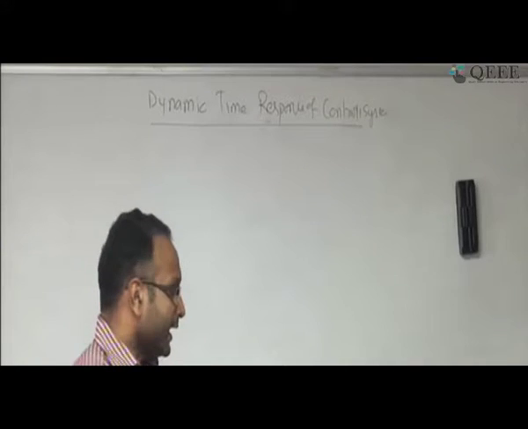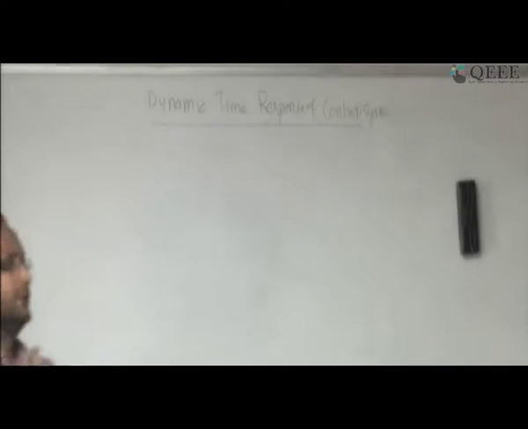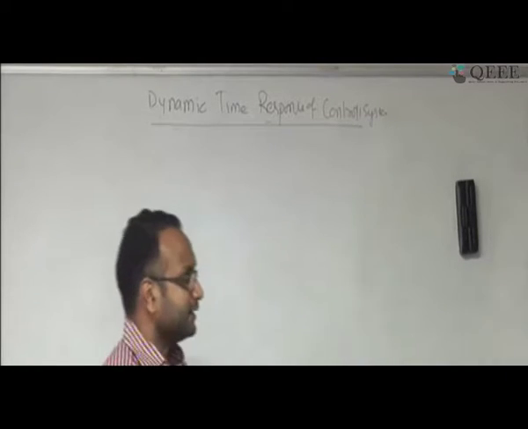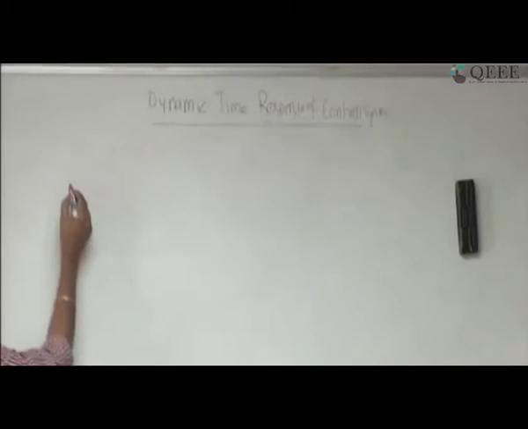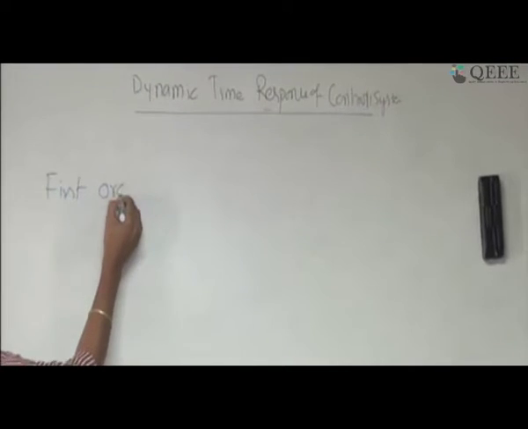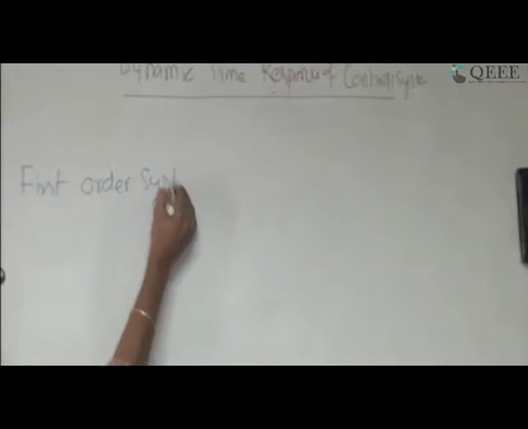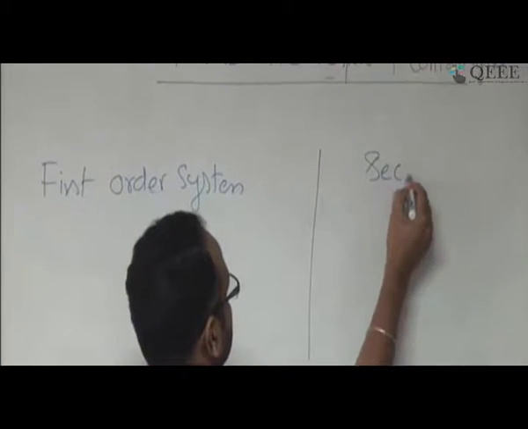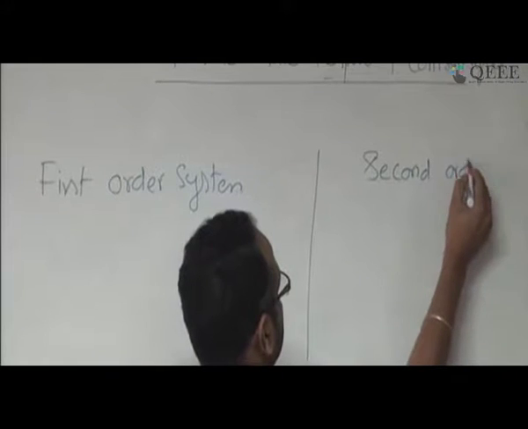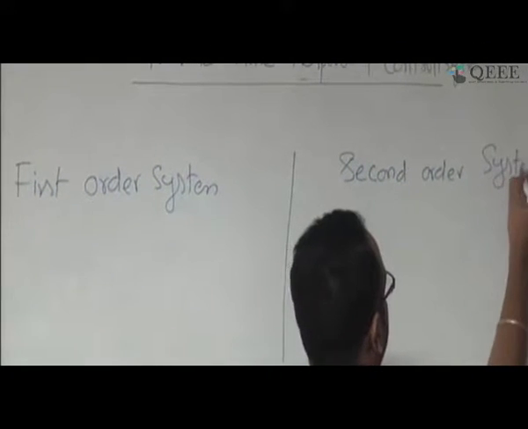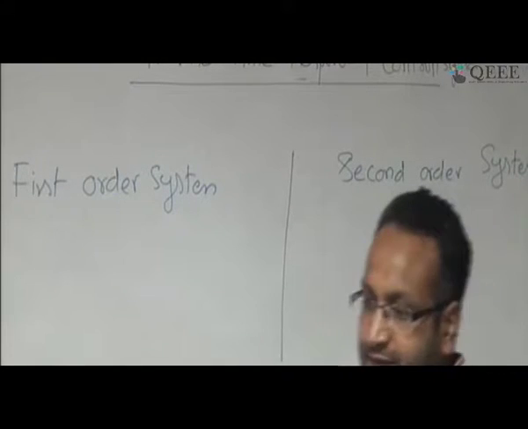So as I mentioned, the objective of these 3 sessions was to understand the effect of dynamic time response. Let me recap what we have done in the last class. Last class I talked about the first order system, and the second order system. Okay, I am trying to summarize what we have covered.